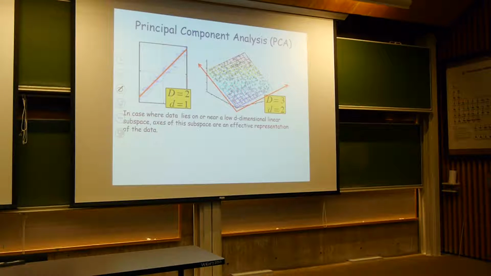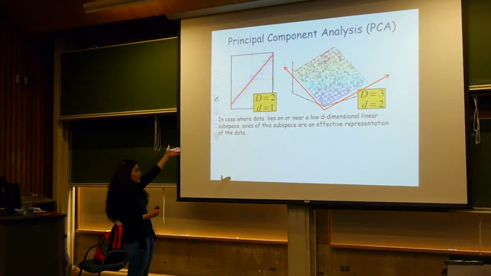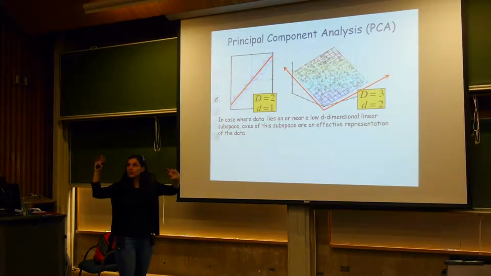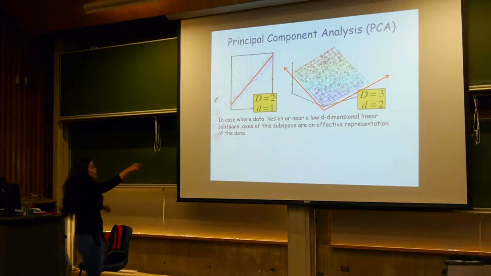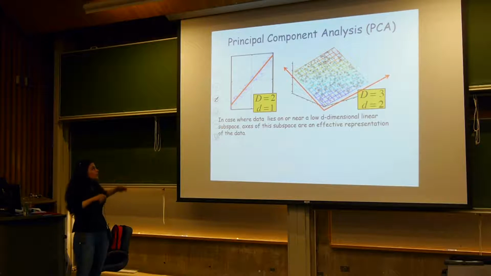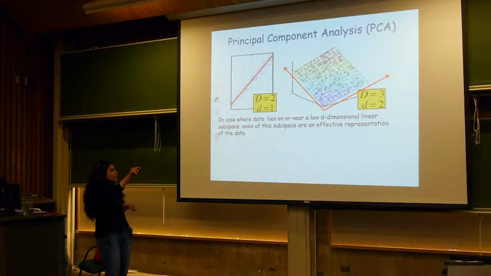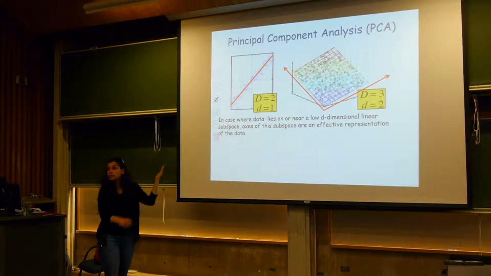Or here in this second picture, the ambient dimension is 3, but actually the data lies very close to a two-dimensional linear subspace. So the intrinsic dimension is 2, not 3. In the first picture, the data lies close to a one-dimensional linear subspace, so it lies close to a line. And in the second picture, the data is very close to a two-dimensional linear subspace, namely a plane in this case.